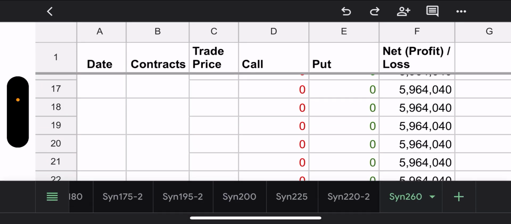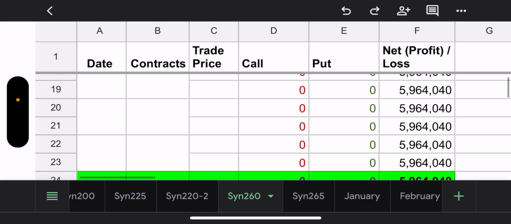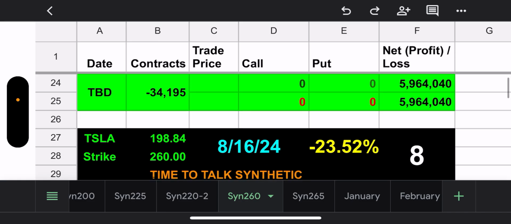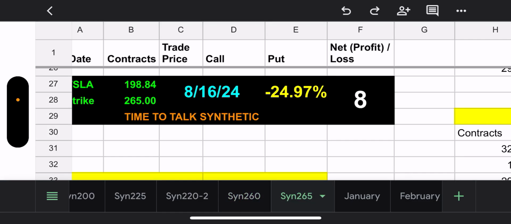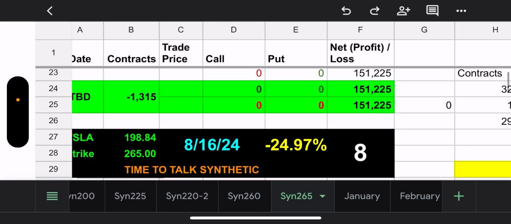So if we go to the TSLY file, we got the synthetic 260. We still have 2 synthetics that expire, not today, thankfully, but next Friday. The 260, yes, is in danger, 23% away. So they're going to have to pay a pretty penny to close that position, and same thing with the 265. The larger of the two is the 260. So I guess we got that going for us.